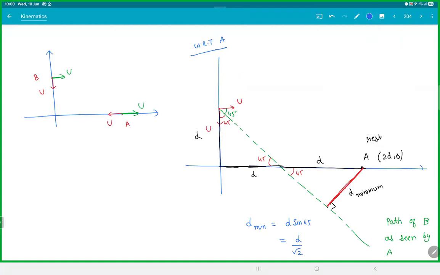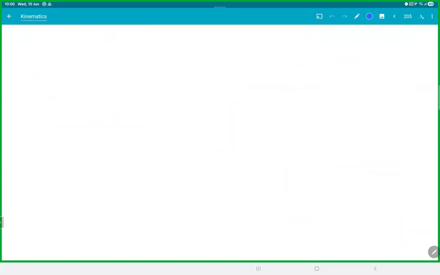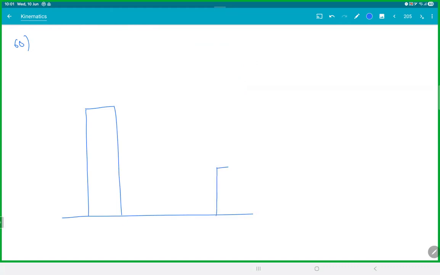Let's bump up the level. Idea is this. If two things are moving, stop one guy, the other guy will come to rest, the other guy will go in a line, drop a perpendicular. So let's say we have two buildings. This is H1. This is H2. Distance between the buildings is D.